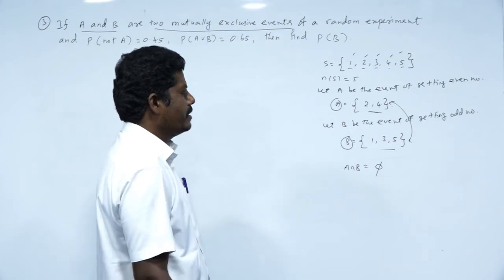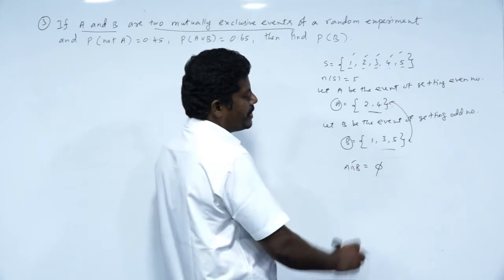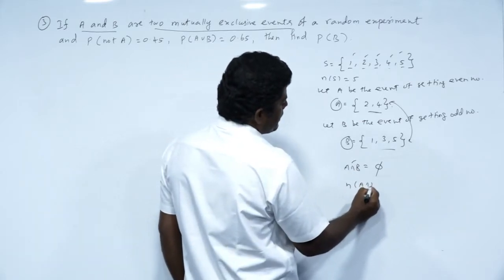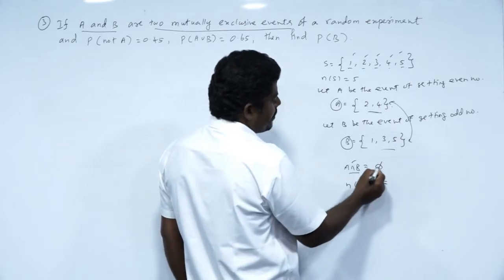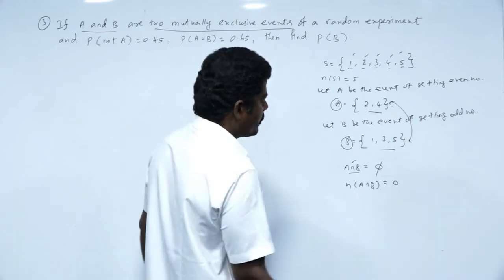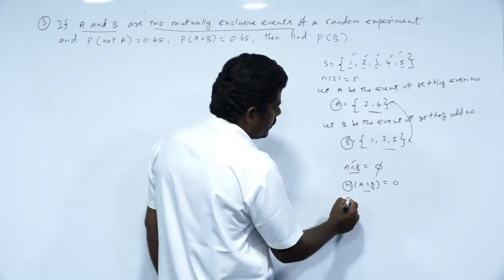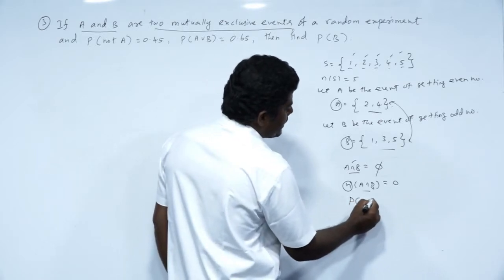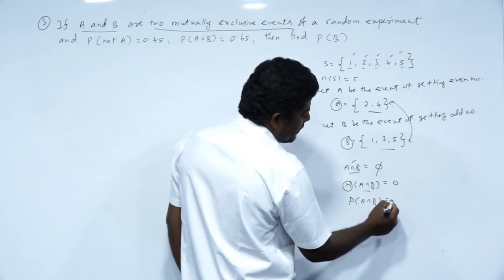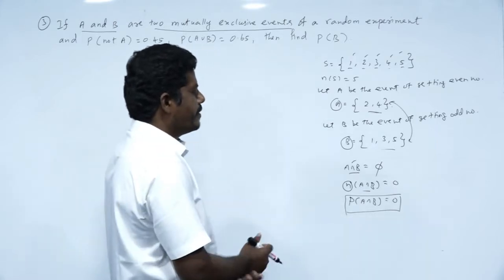No common values. So, A intersection B, here intersection means what? A common. So, A intersection B is equal to 5. Now I am going to find N of A intersection B. A intersection B value 5 means N of A intersection B value is 0, my dear students. Nothing. So, probability of A intersection B is equal to 0, because this is an impossible event, my dear students.